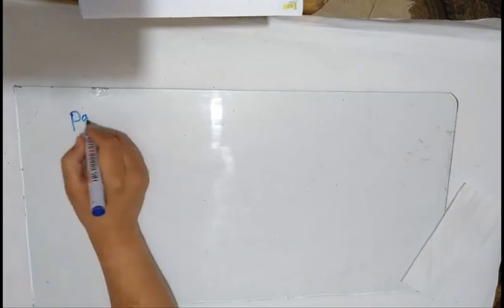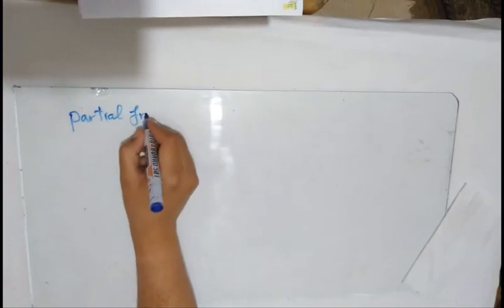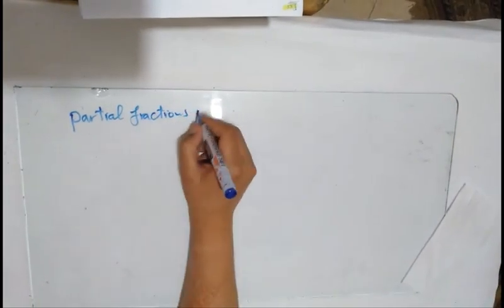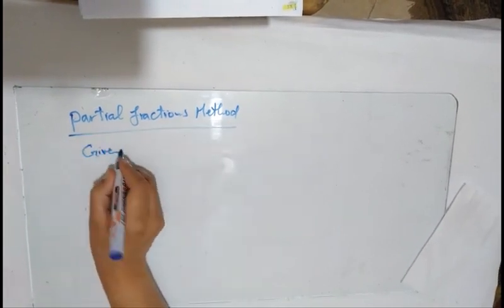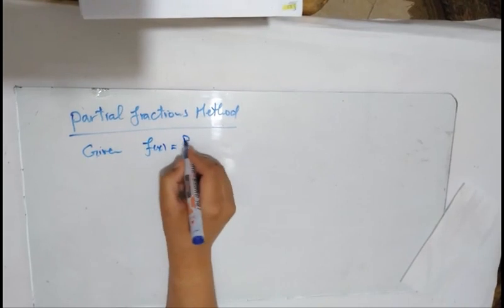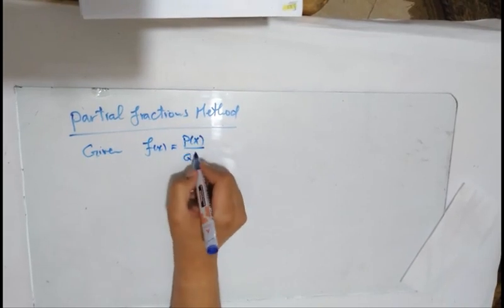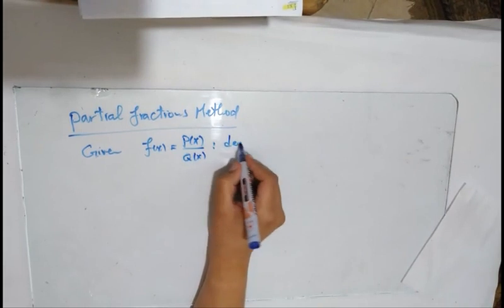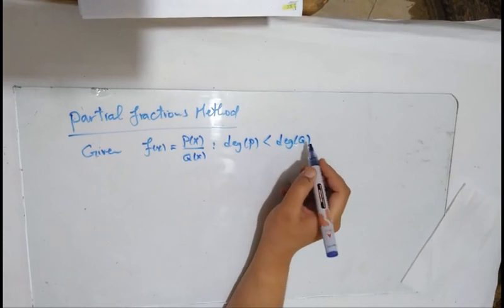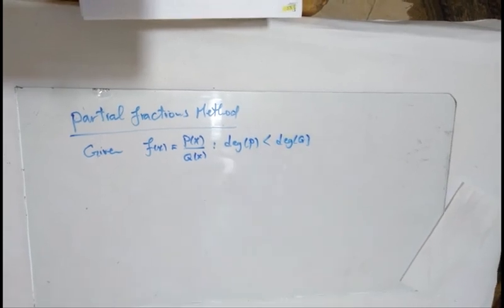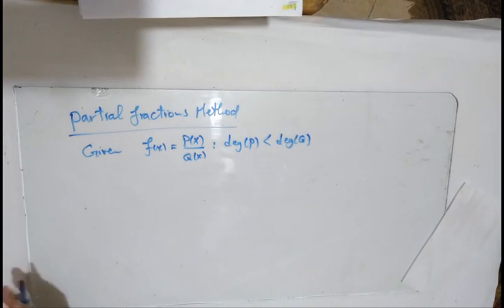So we're ready to see the partial fractions method. Okay, so given a rational function f of x, which is p of x over q of x, such that the degree of p is less than the degree of q. Otherwise, you have to apply the long division such that you will get a quotient and a proper rational function, as we saw in the last example.